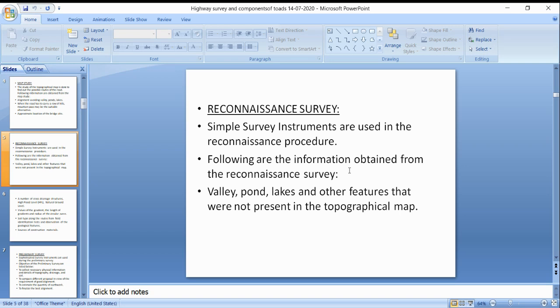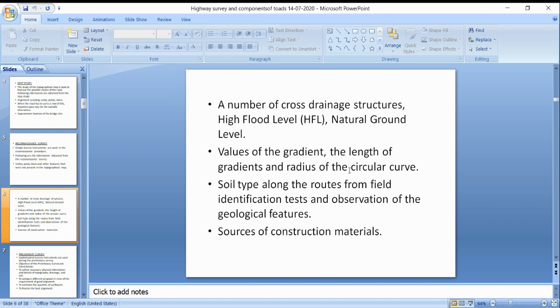In the map, we have identified the valley, ponds, lakes, and other features that were not present in the topographical map. Then we have to find the number of cross drainage structures, high flood level, and natural ground level. So if we cannot see it in the contour map, then we have to go and visit the field.